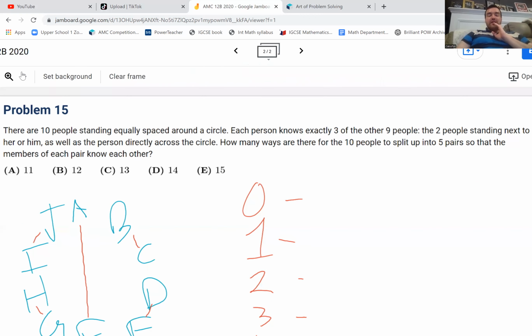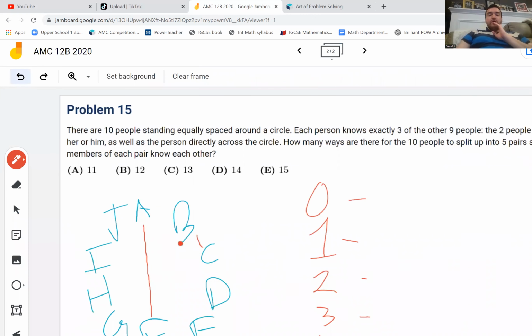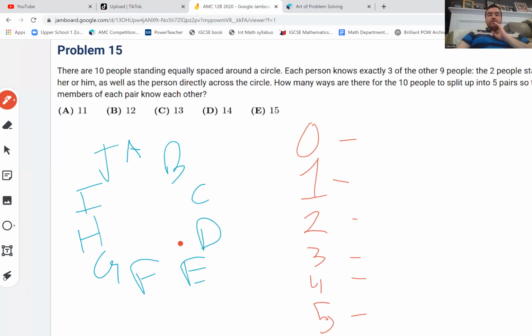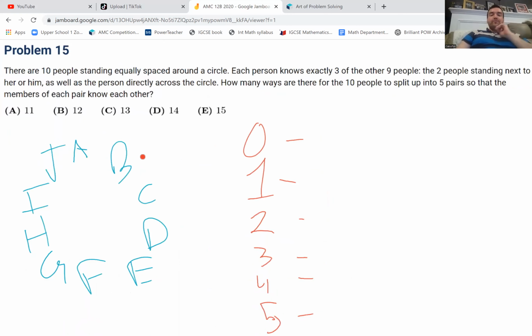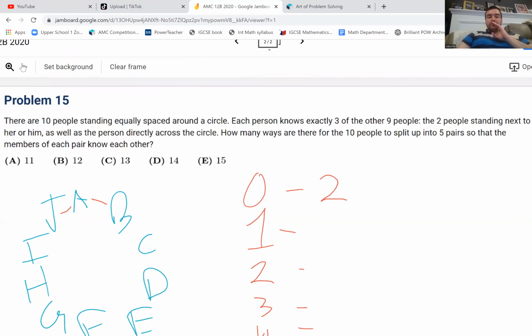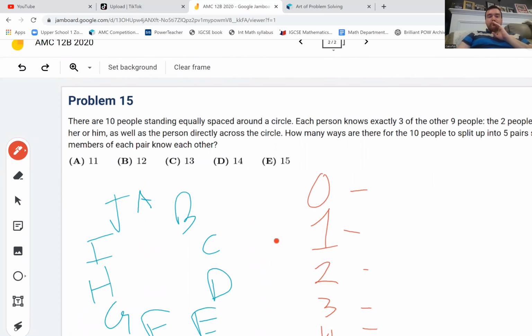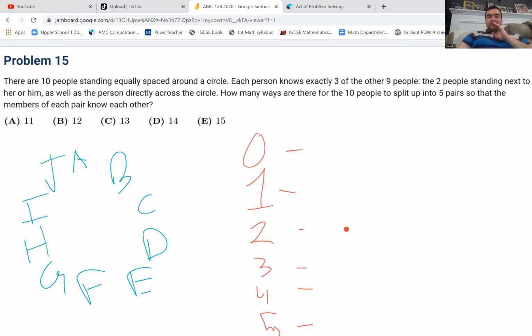So I'm going to see how many different cases there are for each number of diameters. How many cases are there with no diameters? In other words, it's always just the people next to each other. If you think about it, there are really only 2 ways to do that, because it depends on whether you partner A with B, which generates the pairs AB, CD, EF, GH, IJ, or you partner A with J, in which case you make AJ, BC, DE, FG, and HI. So there are really only 2 ways to have no diameters, so we have 2 possibilities for that situation.